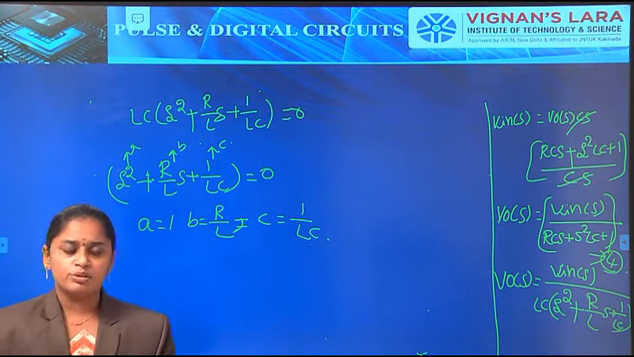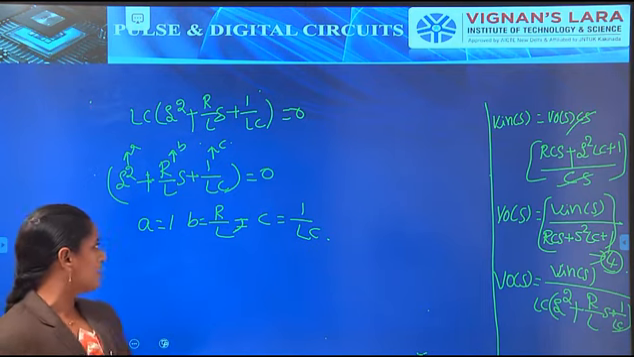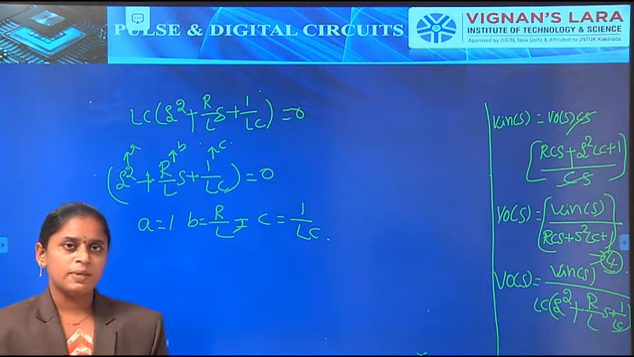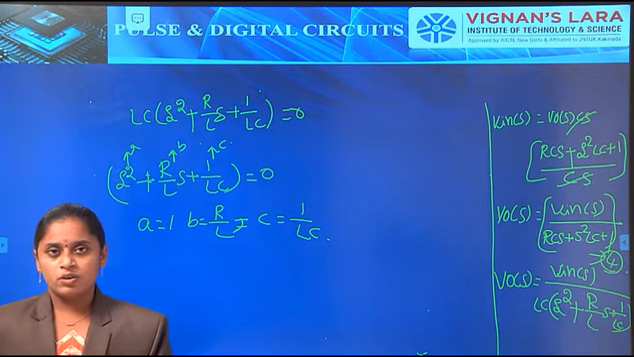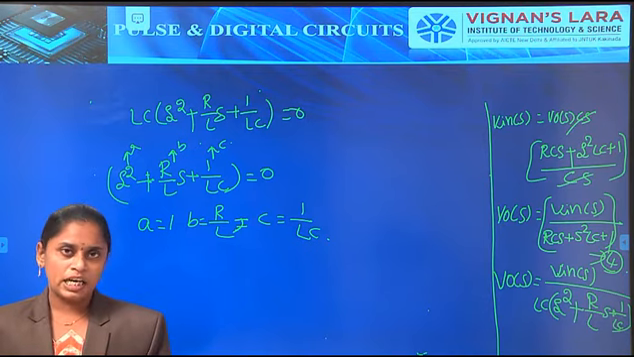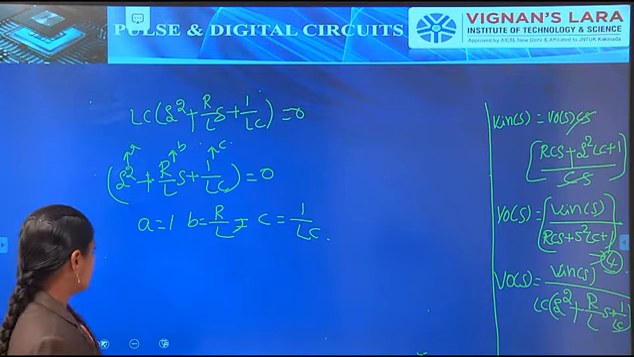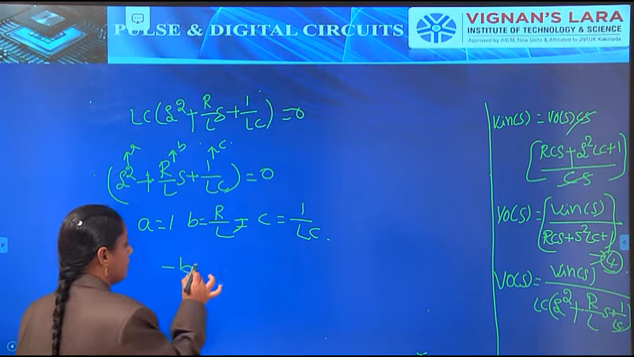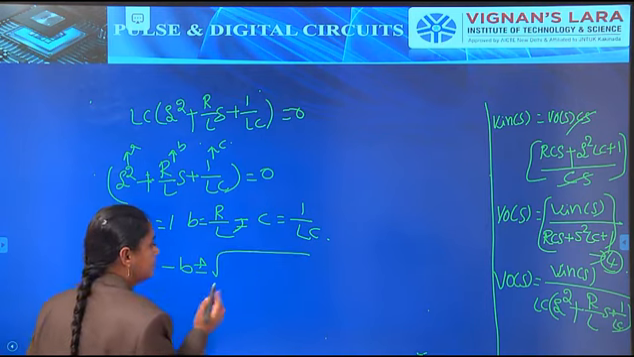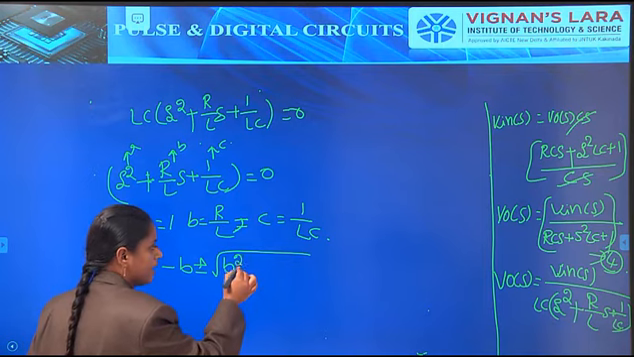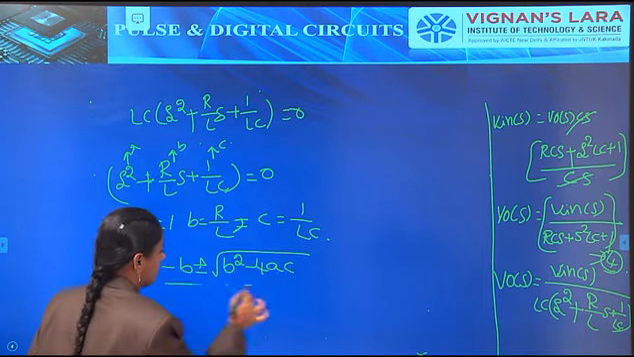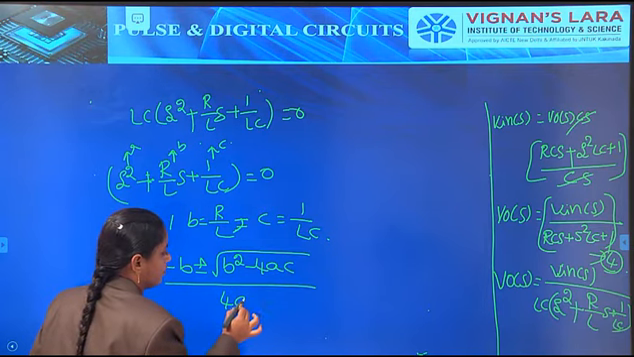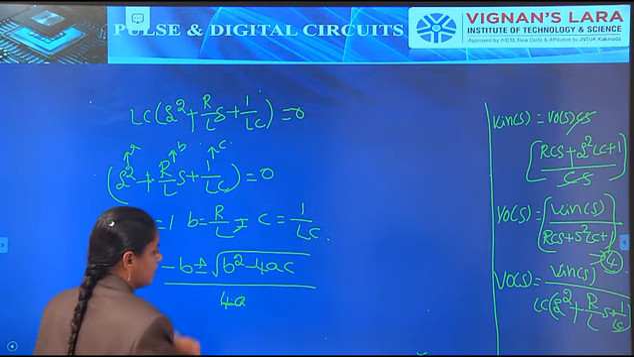So what is the equation for finding S? We have to solve the quadratic equation. For general terms it can be represented as minus B plus or minus square root of B square minus 4AC, all divided by 2A.